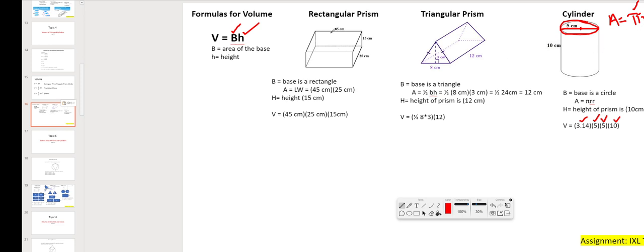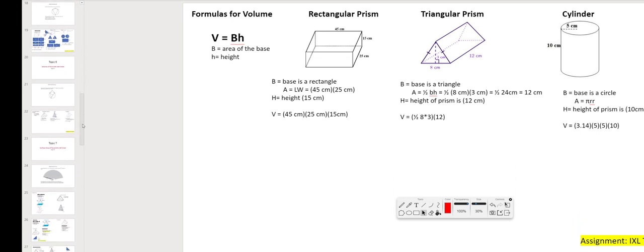Okay, so once again, these are the three shapes that you have to use. Volume equals big B times H. Big B stands for area of the base. Please keep that in mind. Okay, so that takes care of the first formula that we have on the reference sheet. Now let's go to the next one.